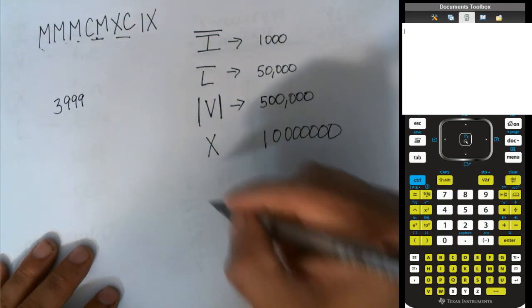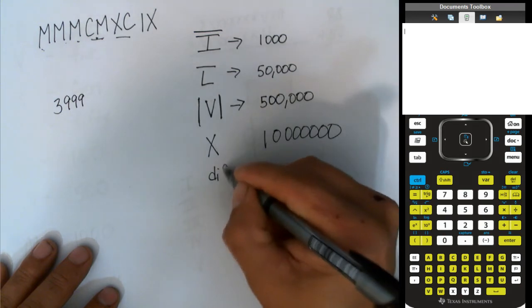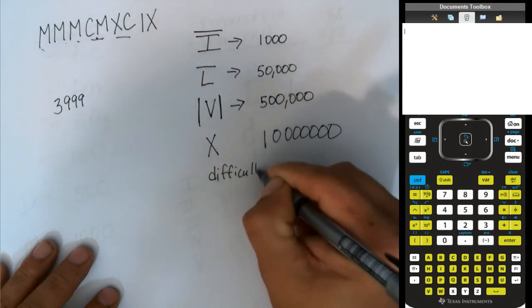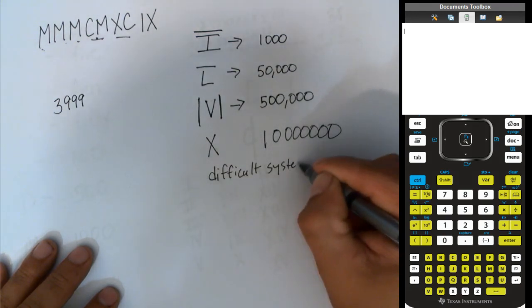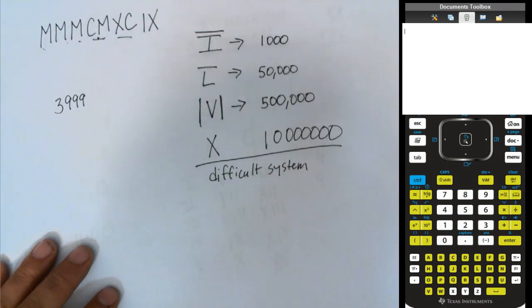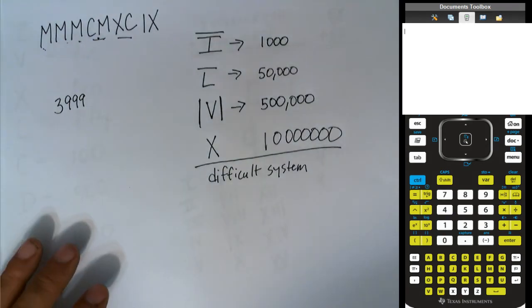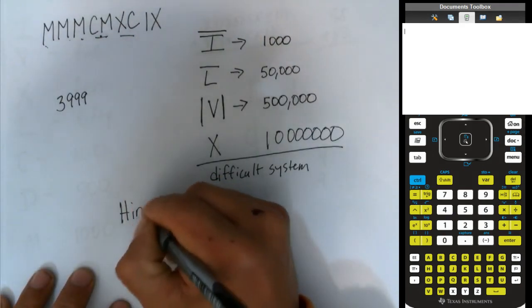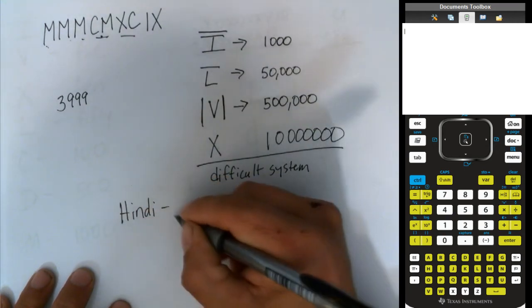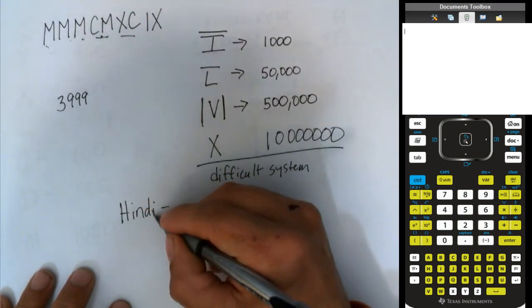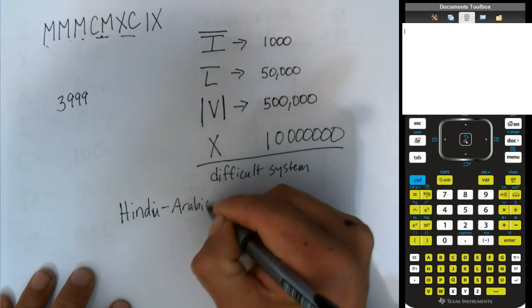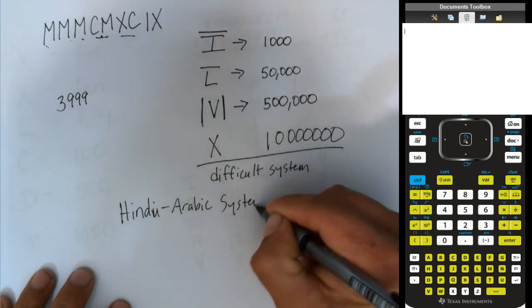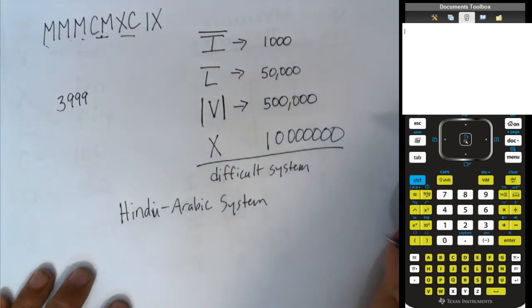Obviously, this is a very difficult system, especially when adding numbers with place value. So it didn't last long. Then we had what came to be the Hindu or Arabic system, which is the number system we use now, and we'll cover in the next lecture.